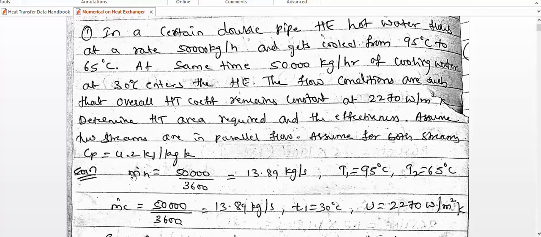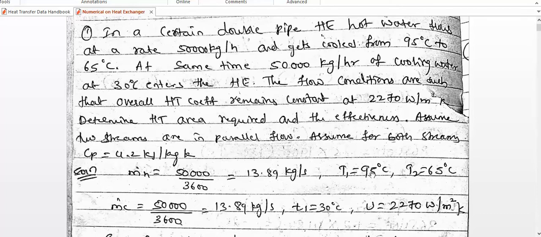As you can see here, the mass flow rate is the same for both the hot fluid and the cold fluid. It is not compulsory; the mass flow rates of the hot fluid and cold fluid may also be different, but in this problem the mass flow rate is the same. So m dot c is equal to 13.89 kg per second. Along with that, the inlet temperature of the cold fluid is given. The statement says 50,000 kg per hour of cooling water at 30 degrees Celsius enters the heat exchanger. So small t1, the temperature of the cold fluid at the inlet, is 30 degrees Celsius.